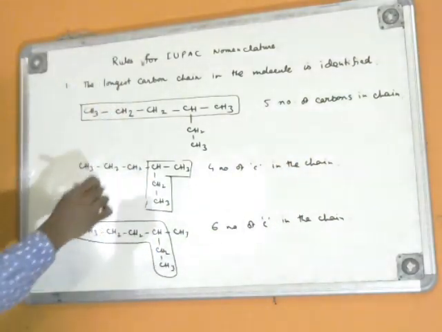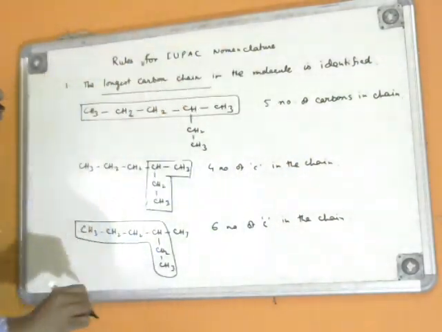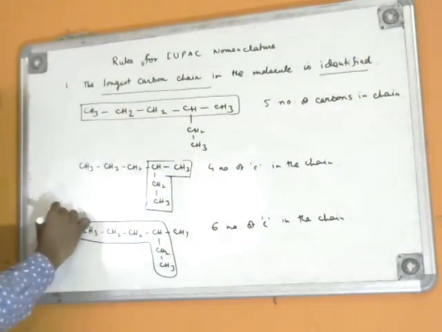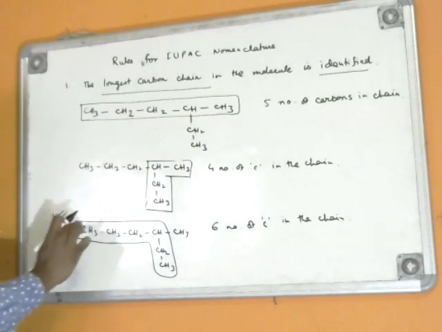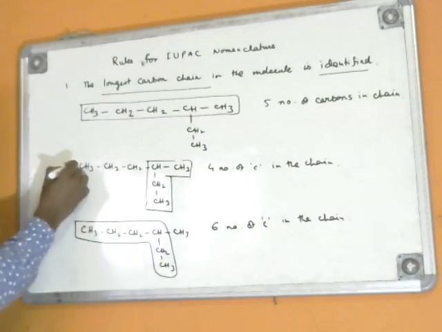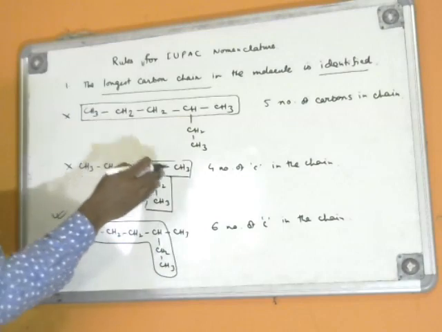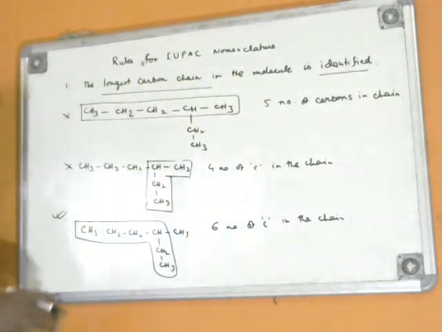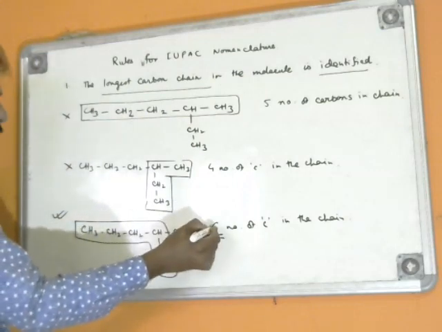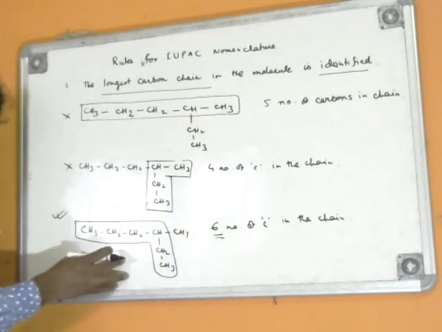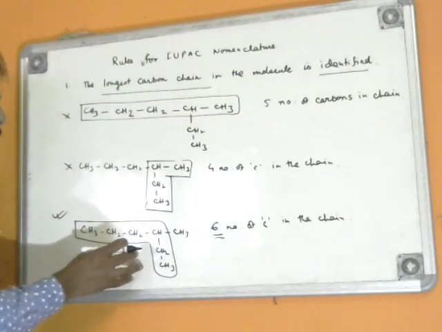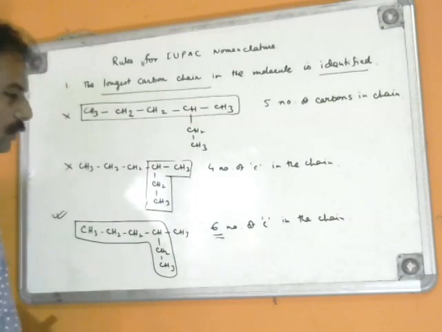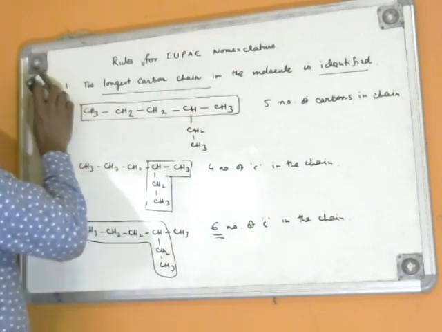So according to our rule, the longest carbon chain is to be identified. Which is right? That chain must be considered. These two are wrong, because one has 4 carbons and the other has 5 carbons, which are less than 6. So this must be considered. This was the first rule which I have stated.